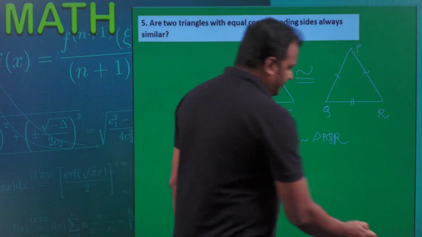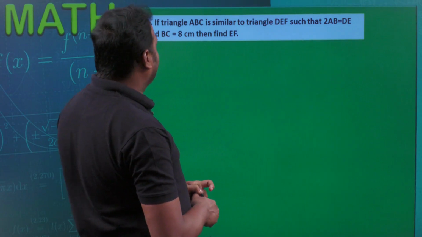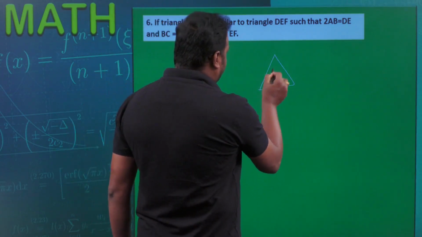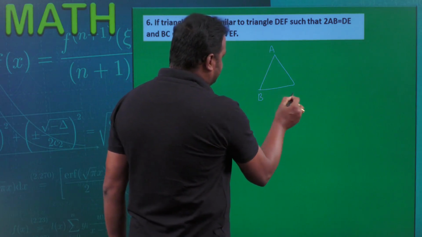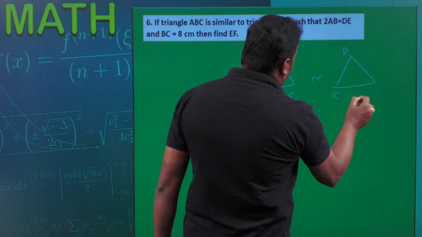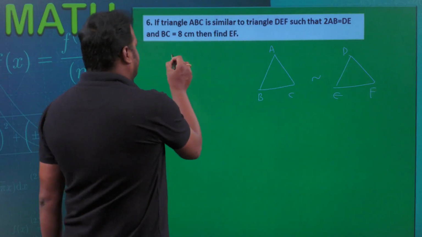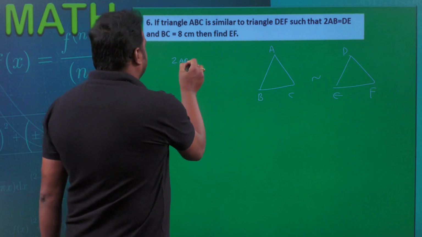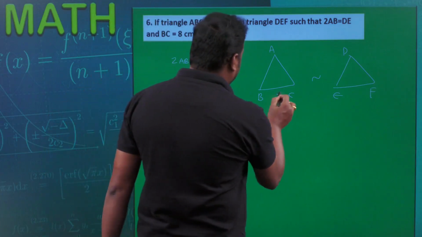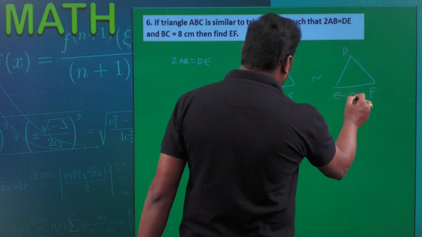Got my point? Right. Next, if triangle ABC is similar to triangle DEF, and 2AB is equal to DE, and BC is equal to 8 centimeters. So this is 8 centimeters. Find EF. EF is equal to how much?